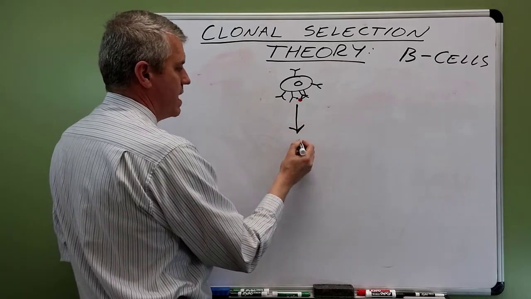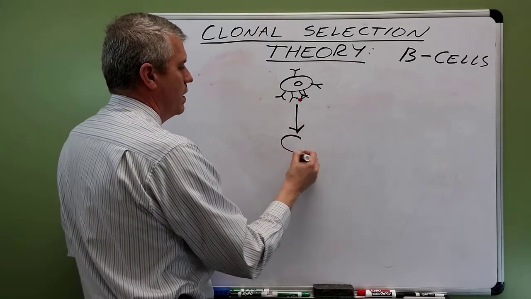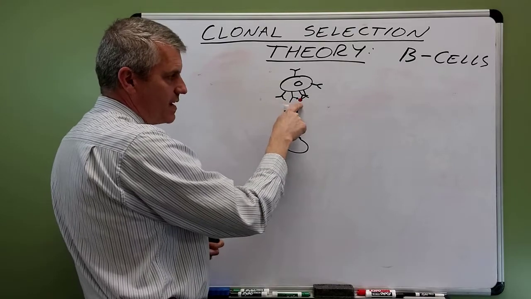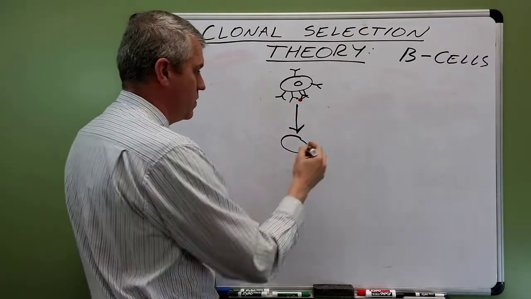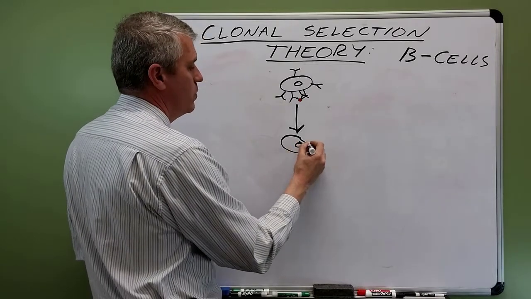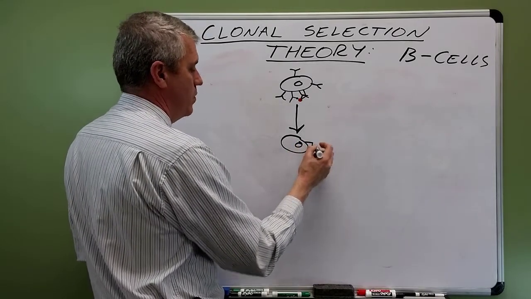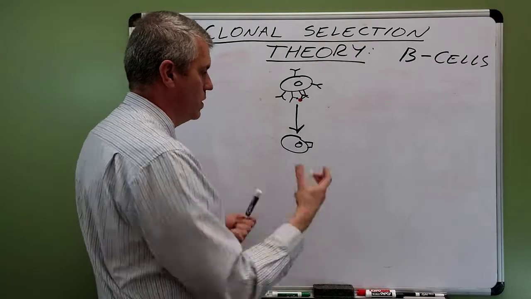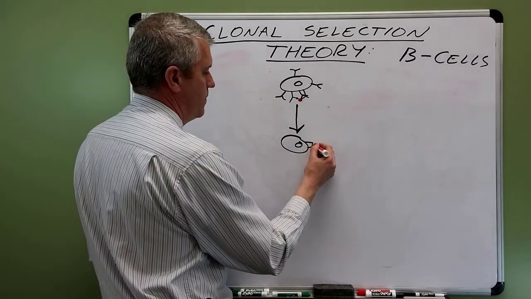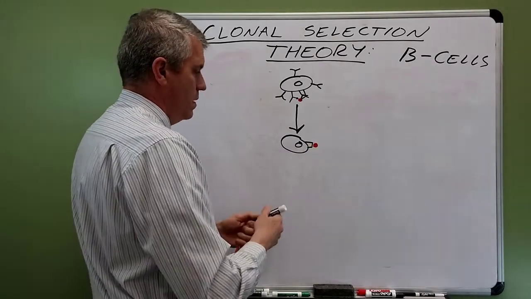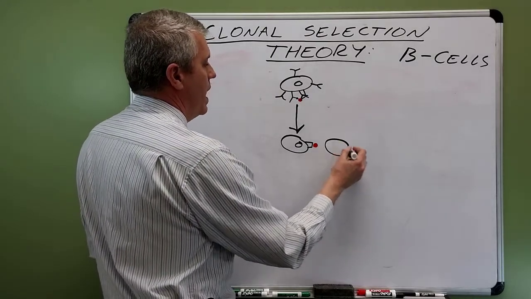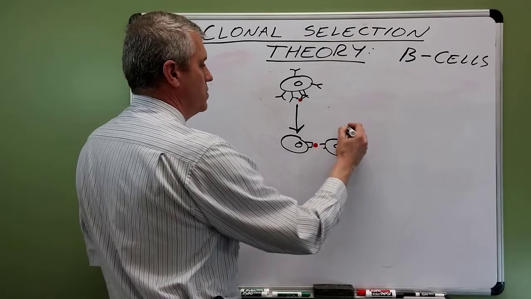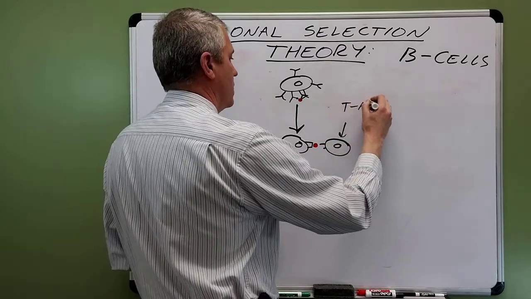All right, the next step. This B cell will phagocytize that antigen. It'll bring that antigen inside of its own cell, and it will display that antigen on what's called an MHC2. It's performing what we call antigen presentation, and it's presenting that antigen to T helper cells.